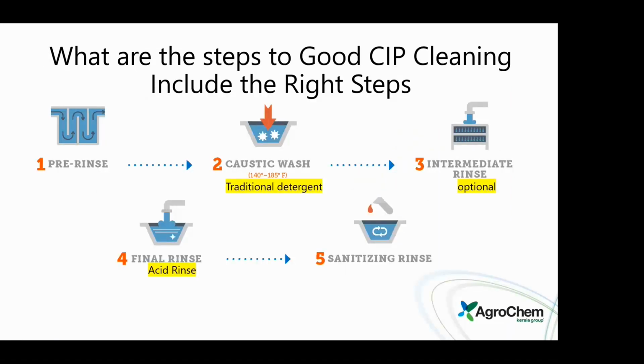So the steps of good CIP cleaning, we definitely want to make sure we're including all the right steps. So we've got pre-rinse, our caustic wash, which is our traditional detergents that we're using. Depending on the system, definitely in bulk tanks, but sometimes, depending on the way systems are set up, we will run an intermediate rinse, and then we'll run the final rinse or the acid rinse cycle.